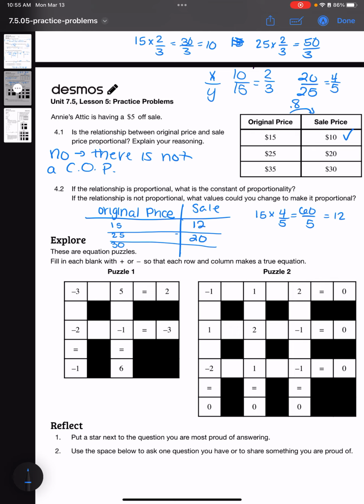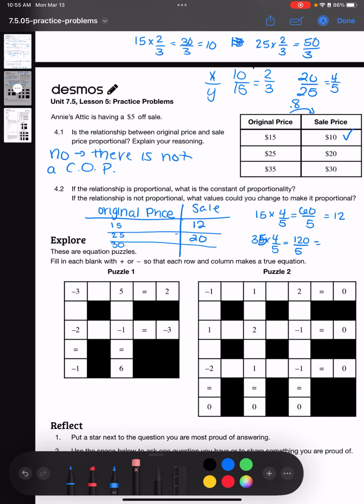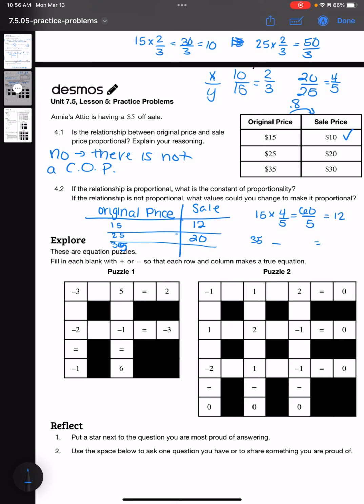We know this one's already correct. And then I could do 30 times 4/5, which is 120/5, which is going to equal, it's 35. Let's erase that. We have 35 times 4/5, which is 140 over 5, which if I divide it out, we'll get 28.